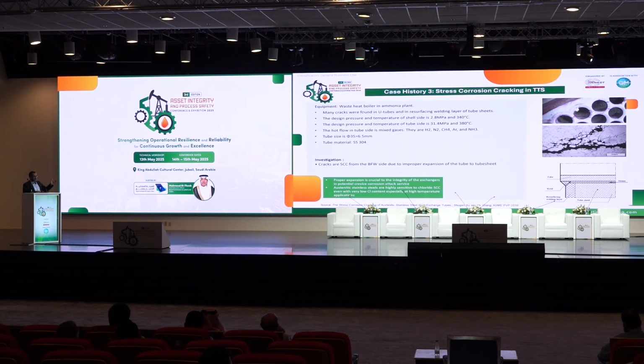Another case for stress corrosion cracking. You can see here the cause was stress corrosion cracking in the tube-to-tube sheet joint, and it was improper expanding of the tube-to-tube sheet, and this improper expansion allowed for the crevice from the backside of the shell, impacting the weld and causing stress corrosion cracking of this equipment.